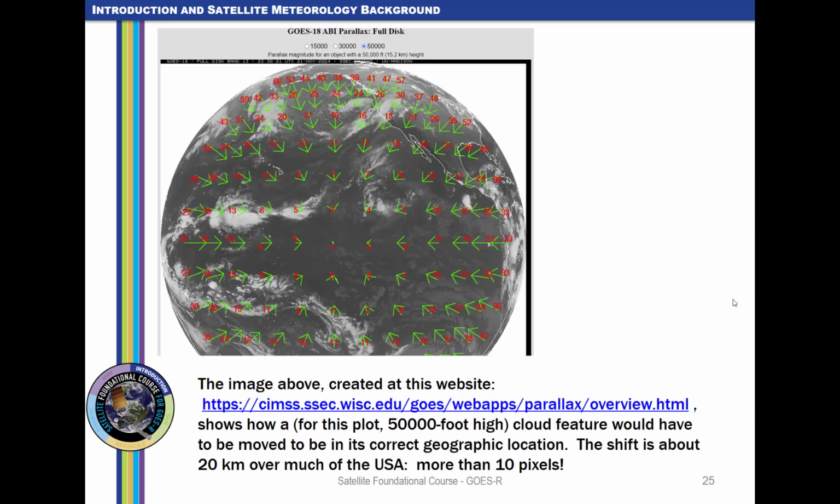This linked website shows how information would have to be shifted to get to its actual correct geographic location. In other words, how do you remove that parallax shift? The information is observed and navigated by the satellite to be too far from the subsatellite point, and the shift to the correct location is always toward the subsatellite point, as shown here. This particular example is for GOES West and for clouds that are 50,000 feet high.